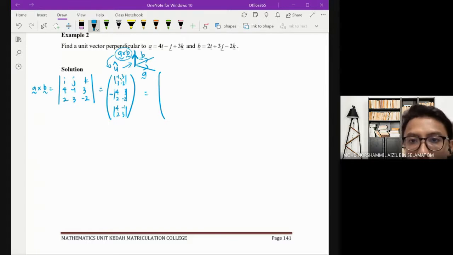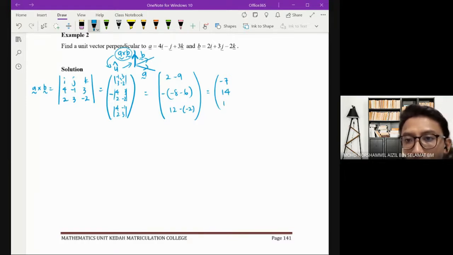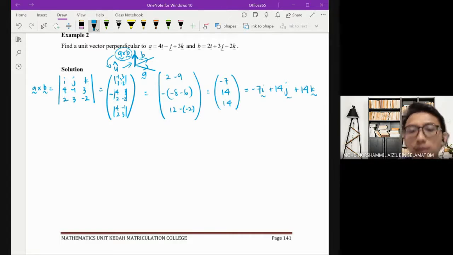Minus 1 times minus 2, so you get 2 minus 9. And then don't forget, minus all together inside the bracket first. So minus 8 minus 6. This one is 12 minus 2. Therefore, we obtain 2 minus 9 is minus 7. Minus 14 minus, you get 14. 12 plus 2, you will get 14. So what do we get is minus 7i plus 14j plus 14k. So this is the vector of A cross B.